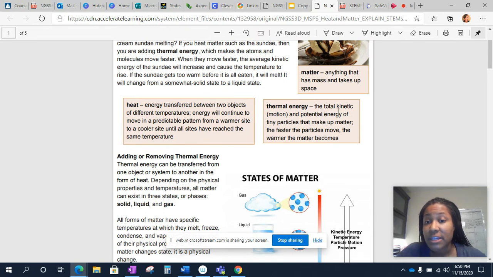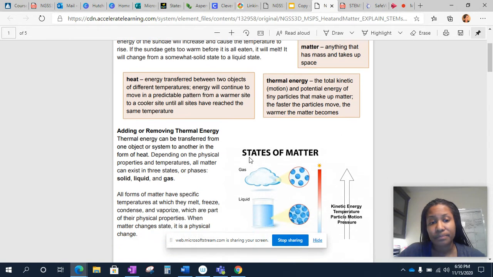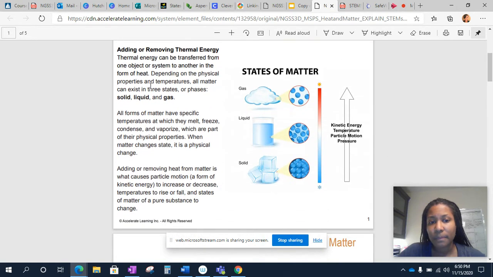Thermal energy is the total kinetic motion and potential energy of tiny particles that make up matter. The faster the particles move, the warmer the matter becomes. The next section, adding or removing thermal energy. Thermal energy can be transferred from one object or system to another in the form of heat.